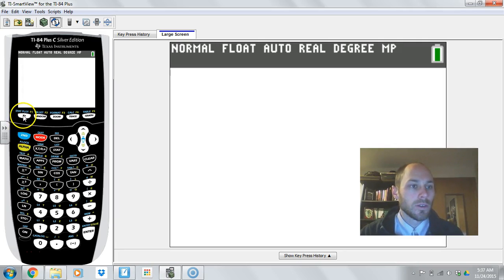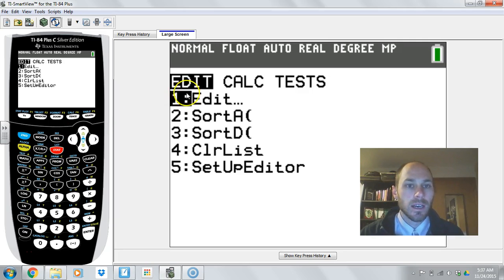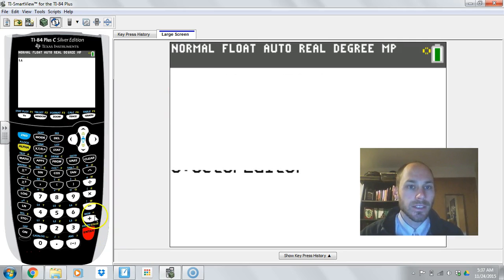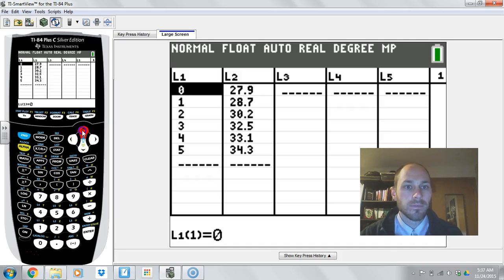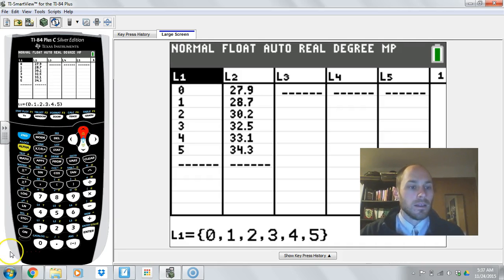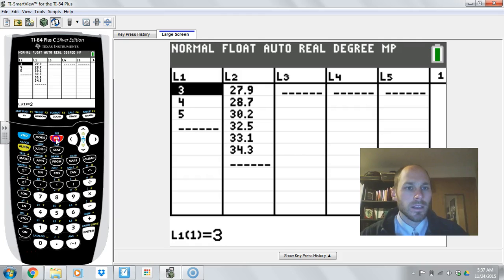So if we want to create a scatter plot, first thing we do is go to Stat, click on Edit, and Enter. And we get two lines. If you already have information entered in there, you can just clear it out, hit Delete. I can delete the points if I need to enter new ones. Otherwise, I just enter my values.